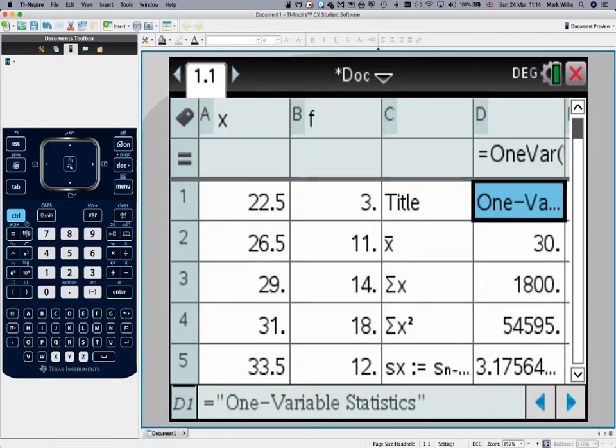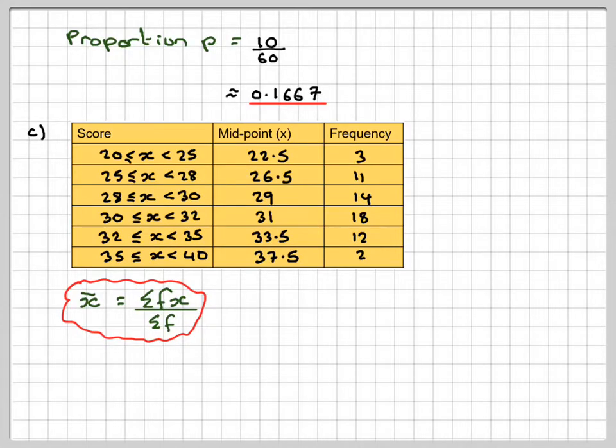Okay, so here I have the mean is 30, the sum of fx is 1,800, the sum of fx squared is 54,595, and the standard deviation is the first one I want. This is the sample standard deviation, which is 3.18. Now in the exam you're probably just going to write those values down, but in order to put some working out in, you've got 1,800 over 60, which gives you 30.